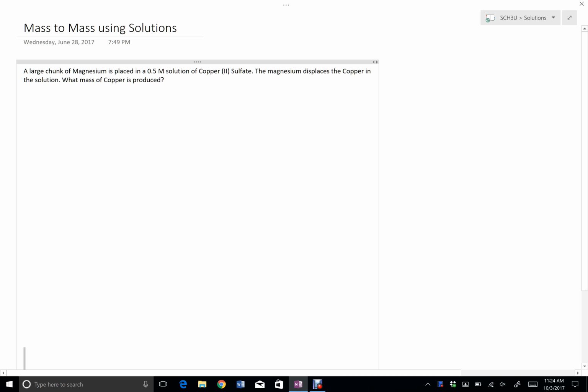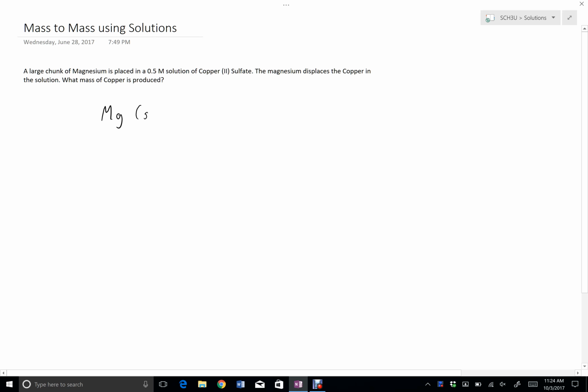Okay, in this video I'm going to do a mass-to-mass problem using a solution where I'm going to do a single displacement reaction. Magnesium is going to displace copper out of the copper sulfate solution, and then we'll look at what mass of copper is being produced. So let's start by writing out the chemical reaction.